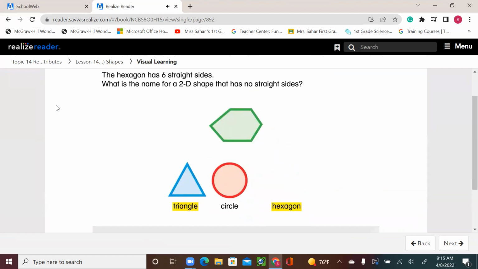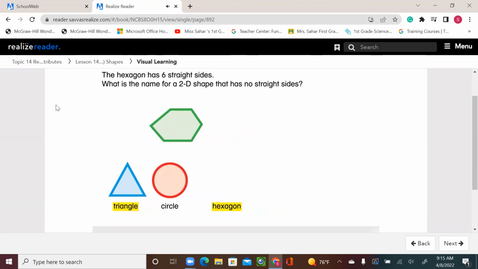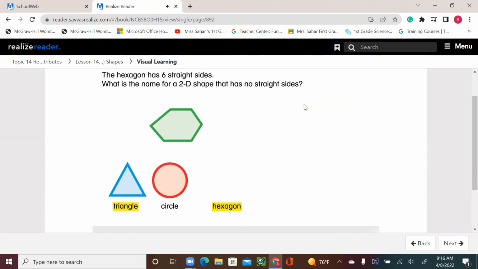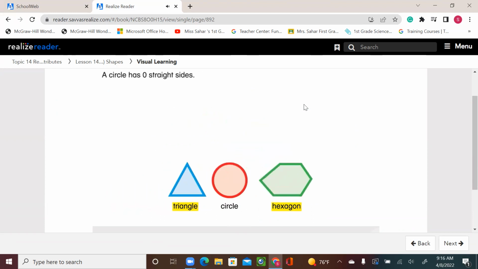What is the name for a 2D shape that has no straight sides? Select your answer. So as we see, we have 3 shapes in this exercise. We notice that 2 are flat, or 2D shapes, and they have straight sides. The one that doesn't have straight sides is the circle. A circle has 0 straight sides.